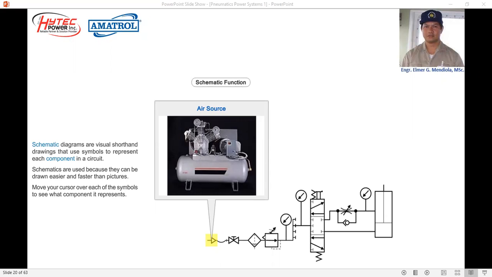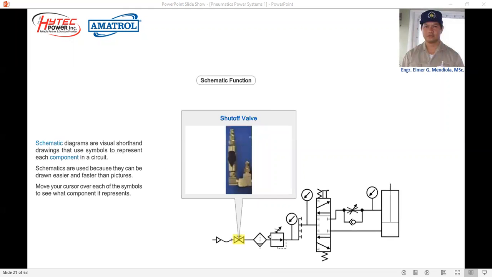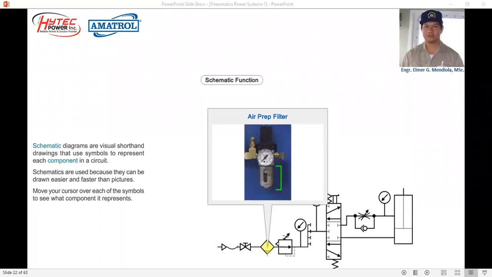Let's start from the source of the pressurized air, or the air source, which is the compressor. From the compressor, it will pass through a conductor, in this case a flexible hose, towards the system. From the compressor, it will pass through the main shut-off valve. After the main shut-off valve, it will pass through the air filter to condition the compressed air.